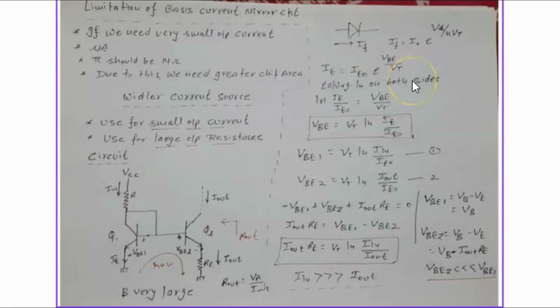So we are left with this particular formula. Now we have to find the value of VB from here. For that we are going to take log on both sides. So we get the value of VB as VT times log IE by IE naught, where VT is the thermal voltage. Now we have to find VB1 and VB2.